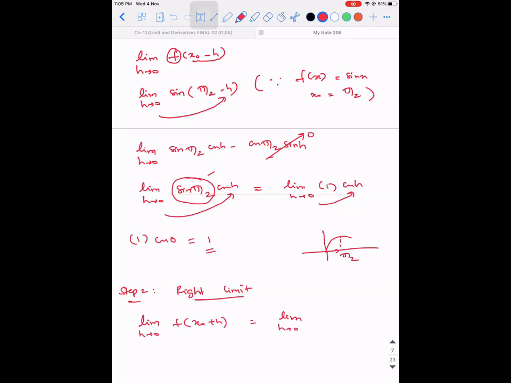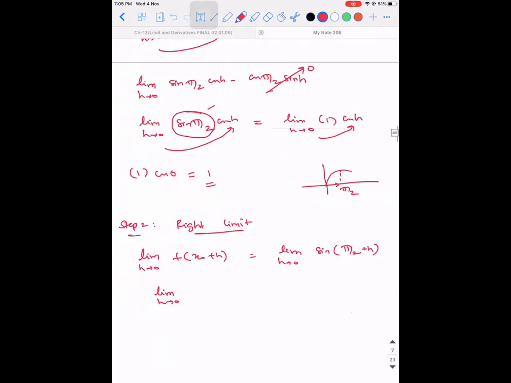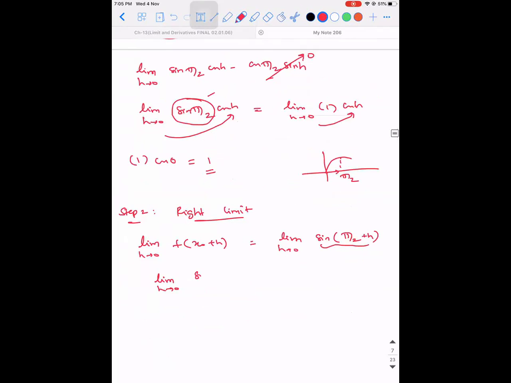f of x naught plus h means it is sine of pi by 2 plus h. What are we supposed to do? I told you not to substitute the values without simplifying it. Sine of pi by 2 plus h is sine pi by 2 cos h plus cos pi by 2 sin h. This value will be 0 because cos pi by 2 itself is 0.